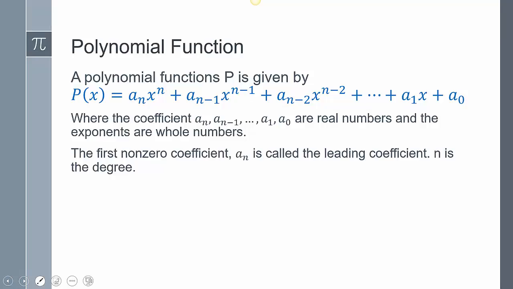Now, the important features of this: your a sub n is your leading coefficient, and it corresponds to whatever degree n. n is the degree, referring to the highest power. a sub n is the leading coefficient to that degree.